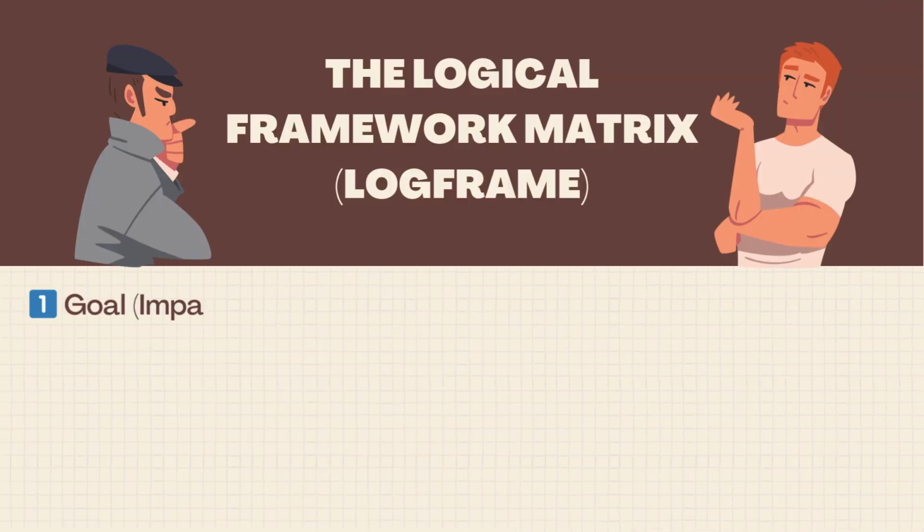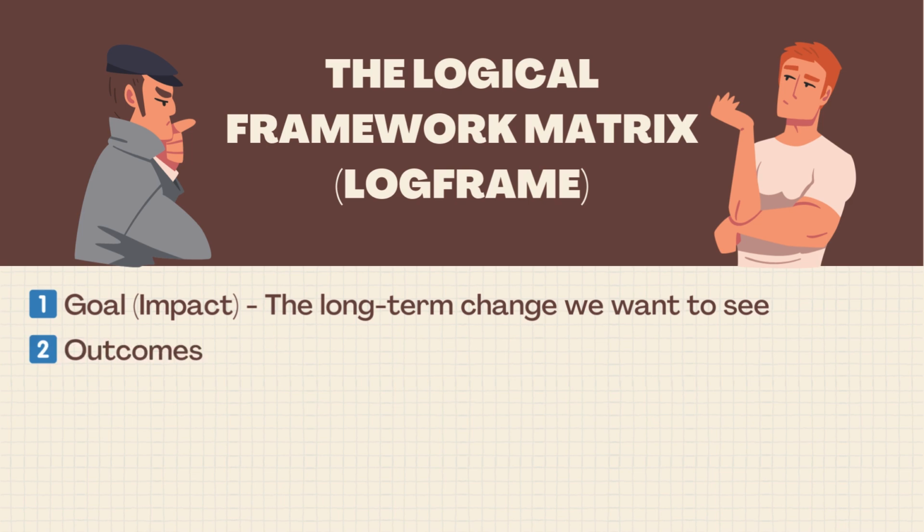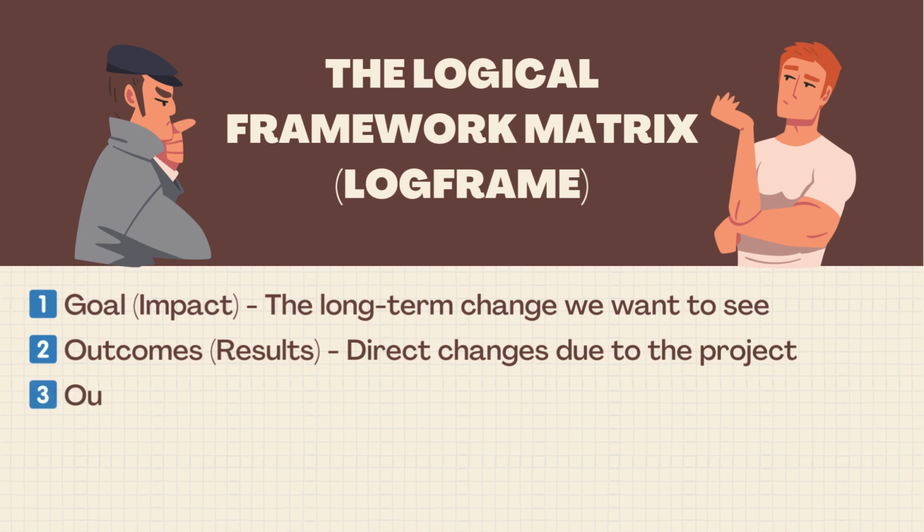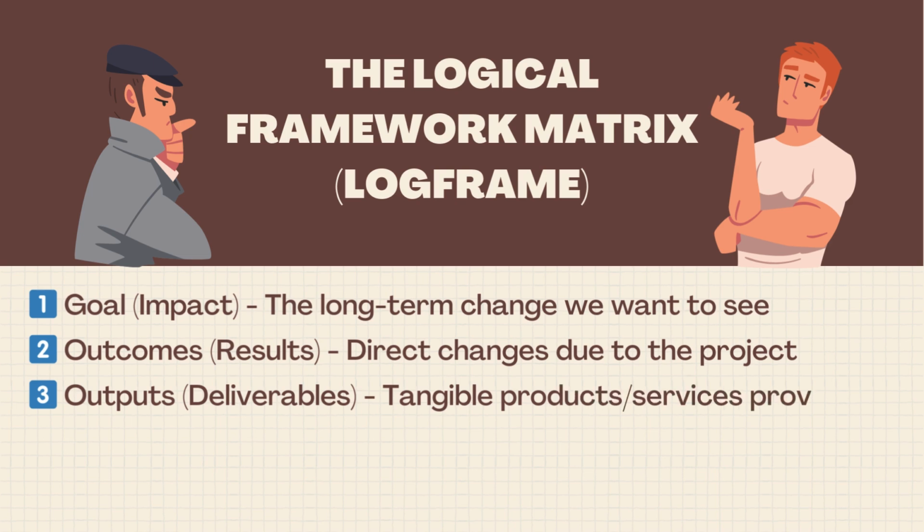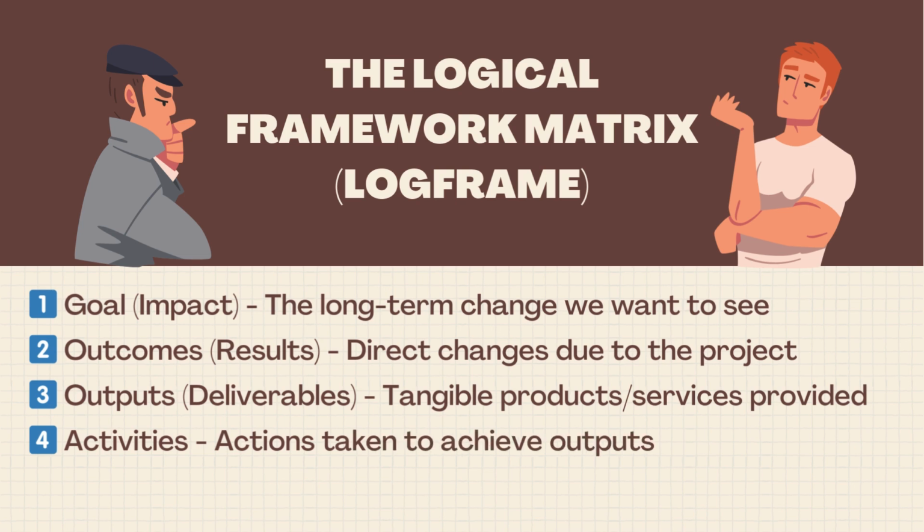Now, we bring everything together into the logical framework matrix. It has 4 key levels. Goal or the impact, which is the long-term change we want to see. Outcomes or the results, the direct changes due to the project. Outputs or the deliverables, the tangible products or services provided. Activities, the actions taken to achieve outputs. This structure ensures projects stay focused and measurable.